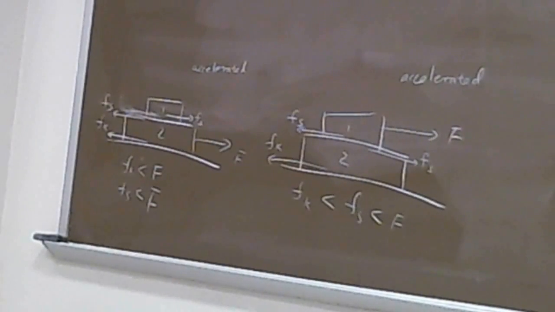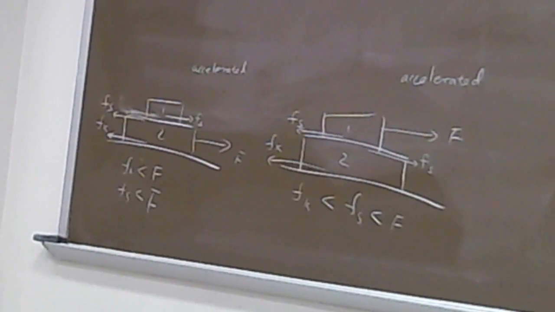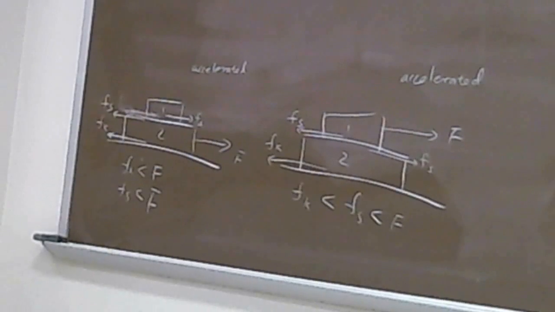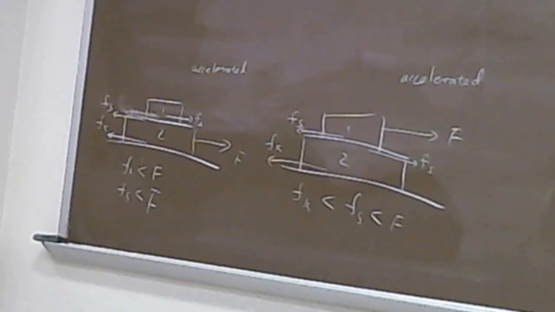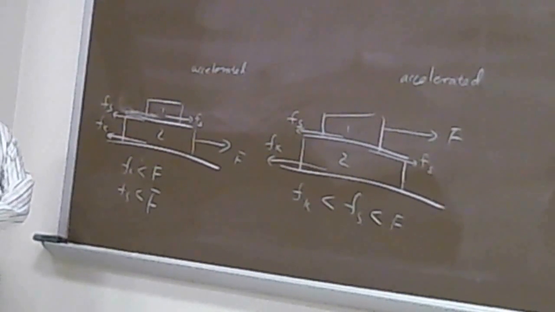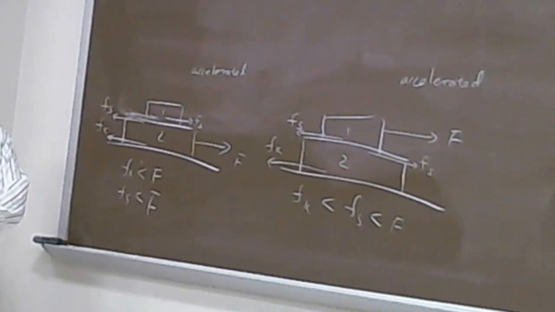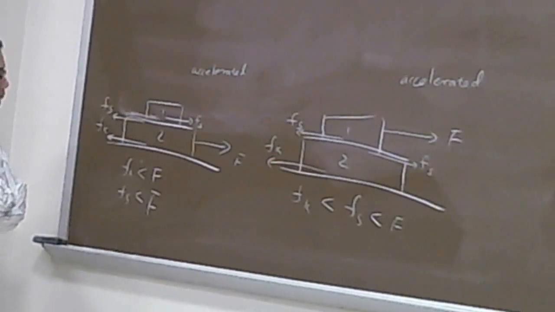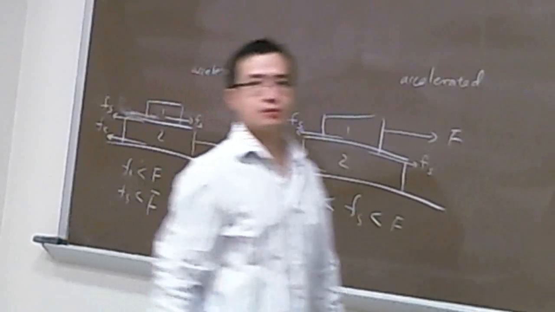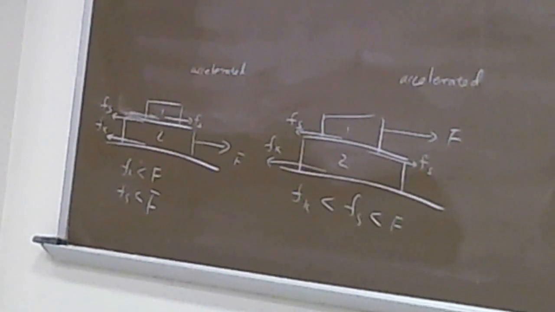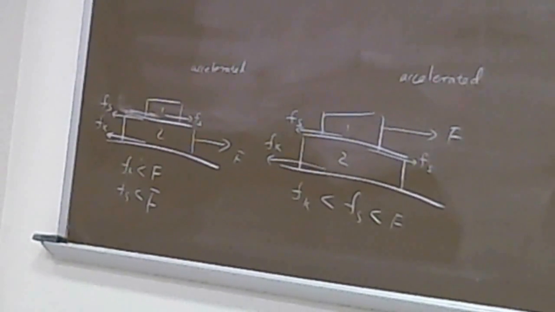So could Fk and Fs be equal to each other? In this case, let's check. So far you cannot say that. It depends on the mass of object 1 and 2. Okay. Any question here for this analysis?